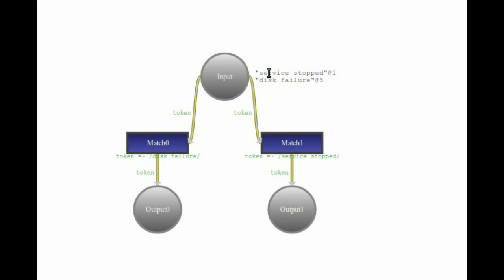So tokens in the incoming state, in the input state, shall go one or the other route. One of these two transitions will fire. If we put no guard expressions on them, then it's a random choice which one could fire. However, we've placed guard expressions on here saying that this one can only fire if the token on the input state contains the text disk failure. This one can only fire if it contains the text server stopped.